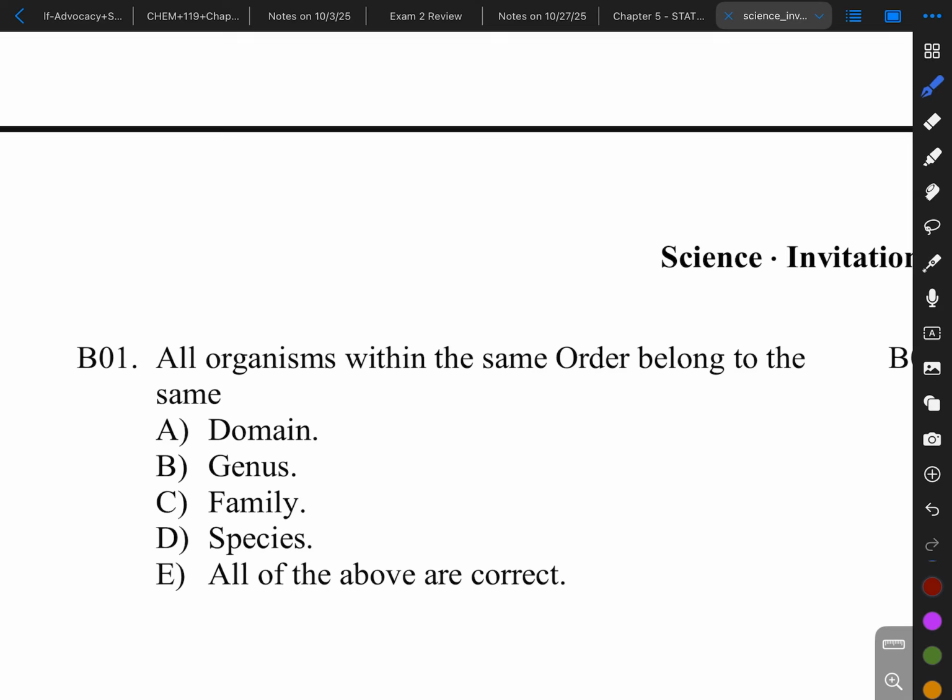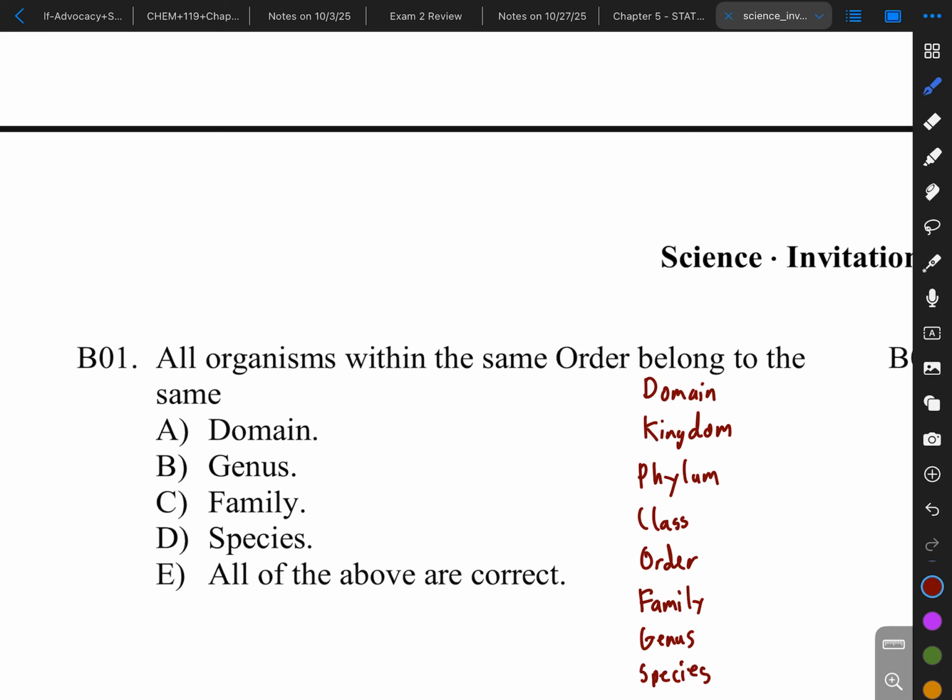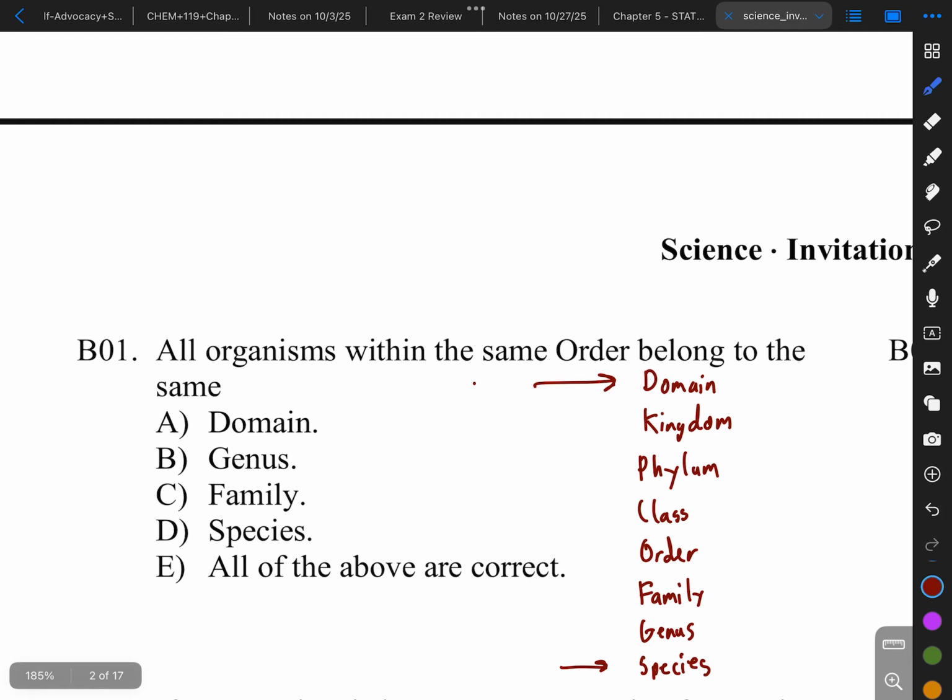Question 1 says, all organisms within the same order belong to the same of what? So if you remember the order of taxonomy, it starts with domain, then kingdom, then phylum, then class, then order, then family, then genus, and then at the very bottom, species. So this is the most inclusive, that's the most exclusive.